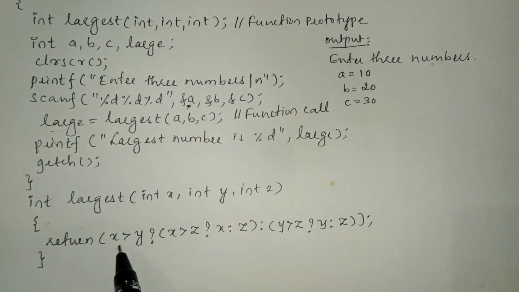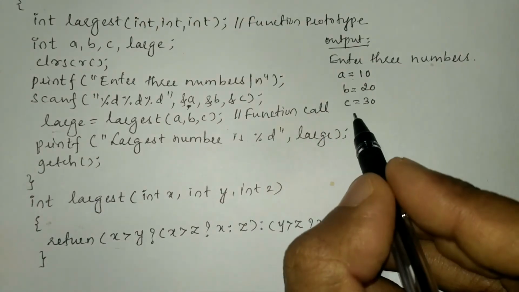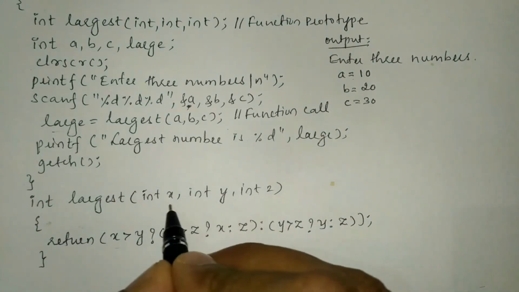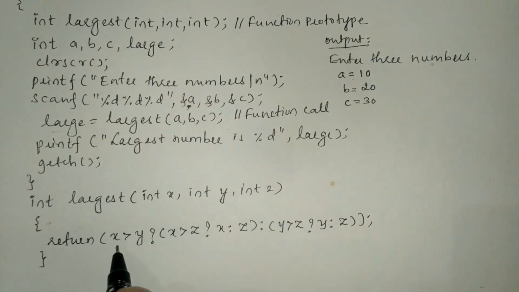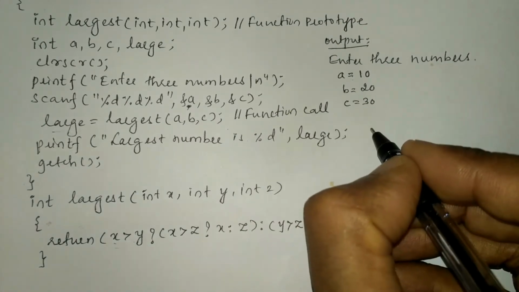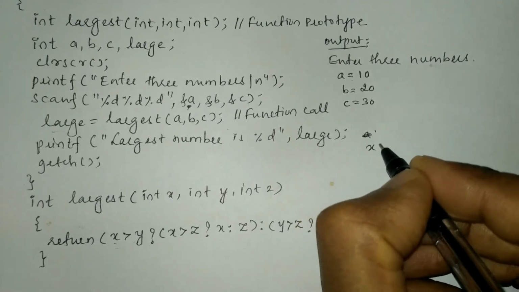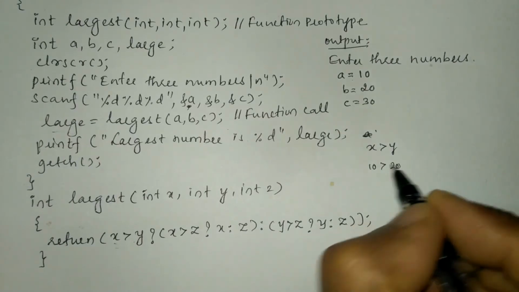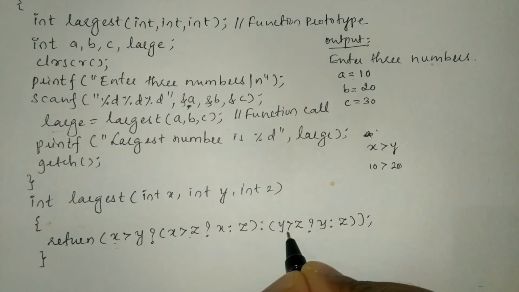So here X represents A, Y represents B, and Z represents C. Here you can use the same variables as A, B, C, or you can use X, Y, Z or any other variable. So we are going to check X is greater than Y, meaning 10 is greater than 20. No, the condition fails. Once the condition fails, then obviously the next condition will not be checked. Directly control transfers to the else part over here.